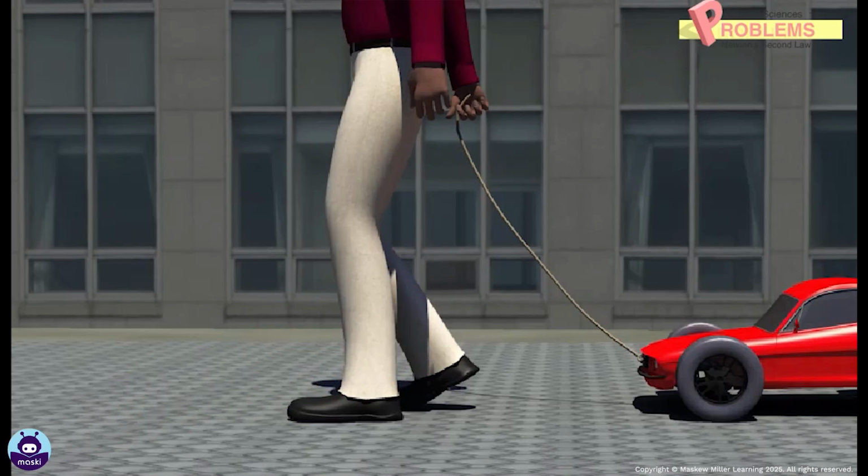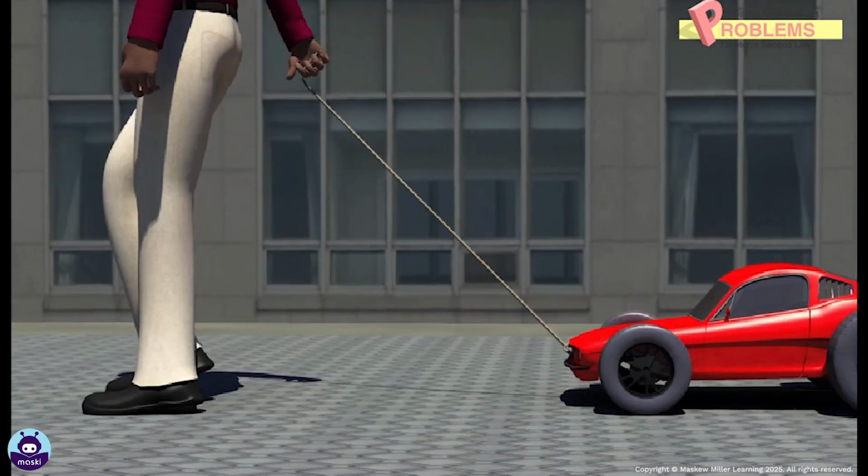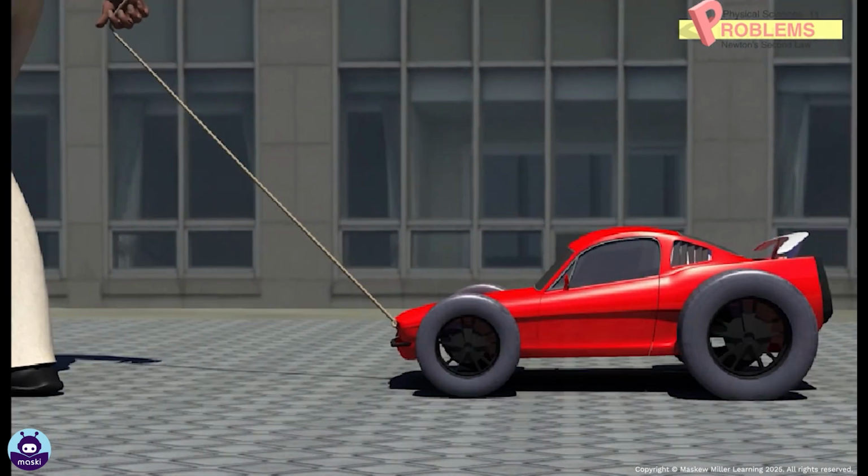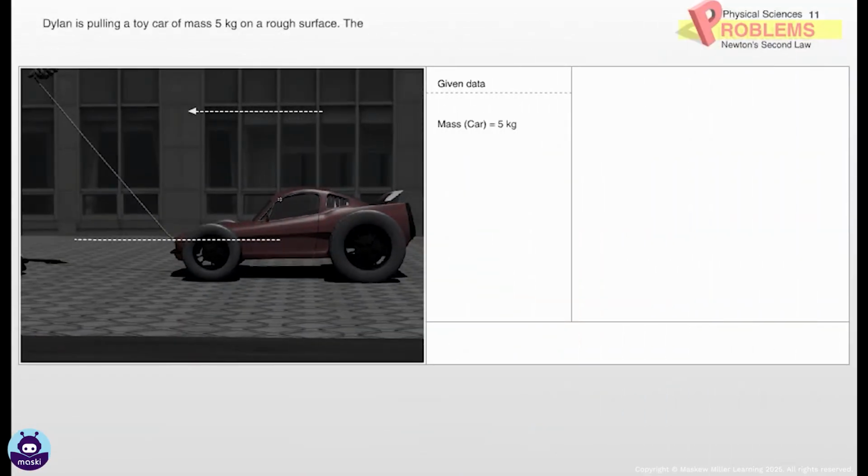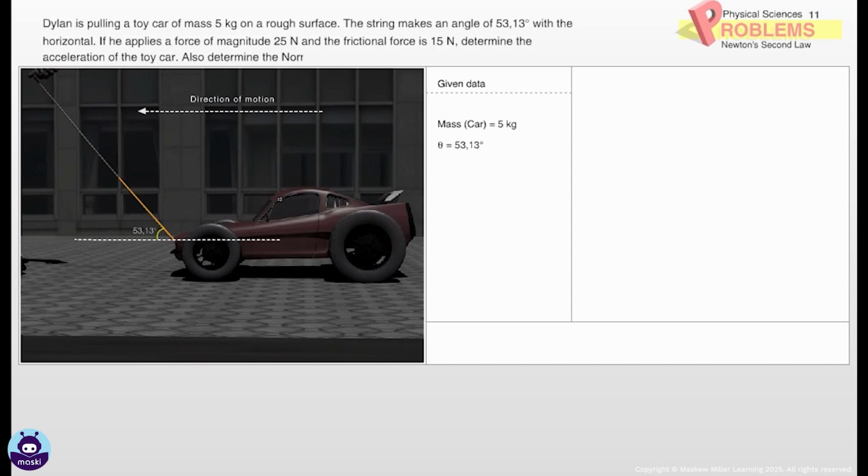Equilibrium situation on a horizontal surface. Dylan is pulling a toy car of mass 5 kilograms on a rough surface. The string makes an angle of 53.13 degrees with the horizontal. If he applies a force of magnitude 25 newtons and the frictional force is 15 newtons, determine the acceleration of the toy car. Also, determine the normal force exerted by the pavement on the car.